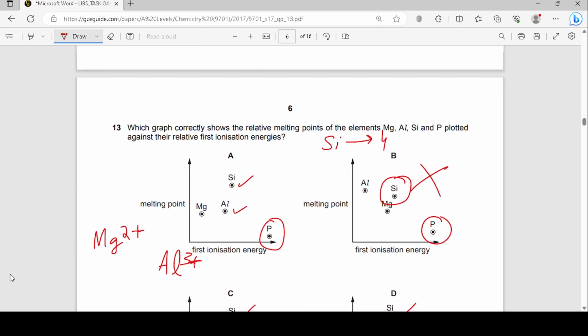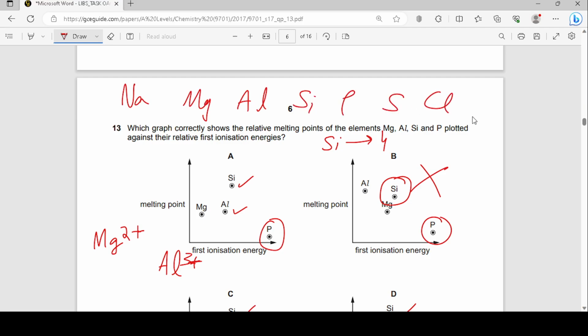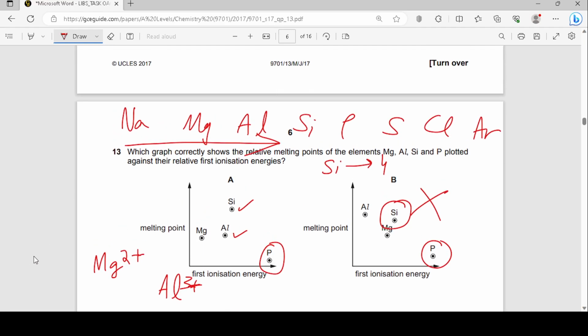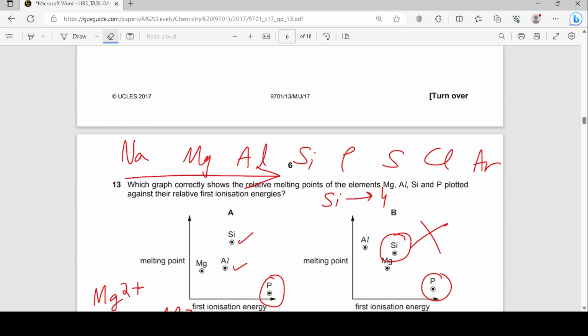Then if you look at the first ionization energies, I'll just write out the period 3 elements: sodium, magnesium, aluminium, silicon, phosphorus, sulfur, chlorine, argon. Across a period, the first ionization energy will increase. And why is that? Because across a period the number of shells remains the same, but your number of electrons increases, so your number of shielding electrons increases, but that is a very slight increase because they are in the same period.